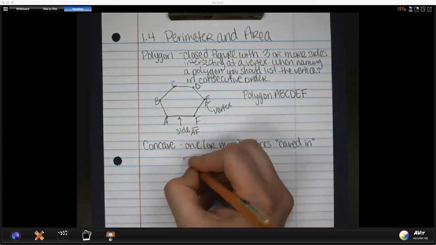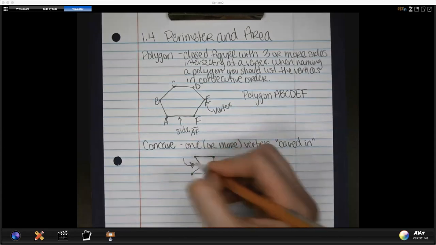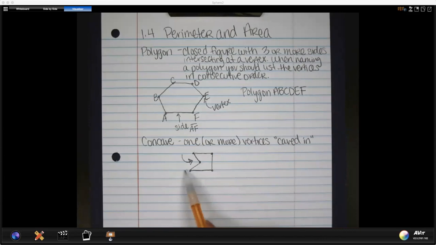So as you can tell, one or more vertices is like going into the shape versus going out. Okay, so that's concave.